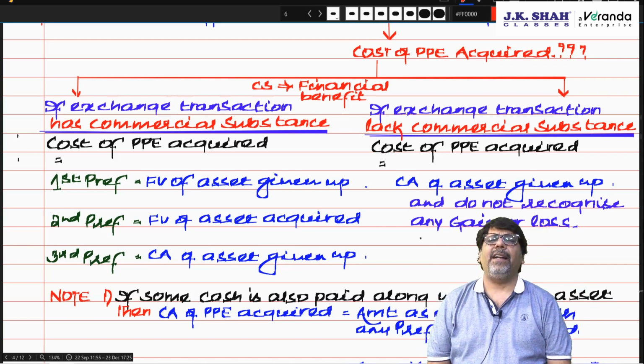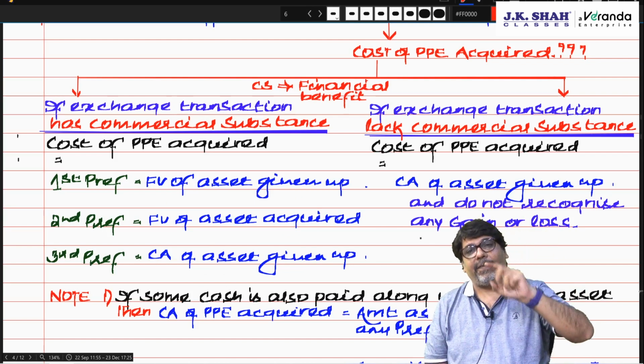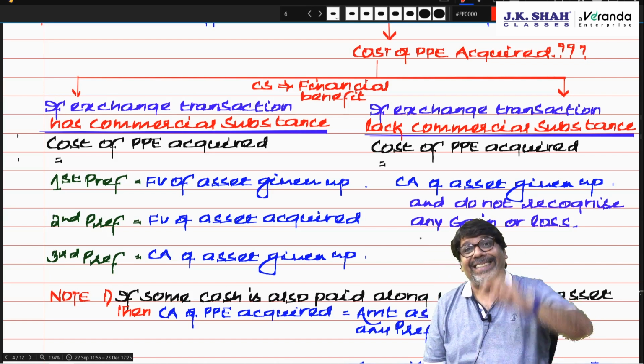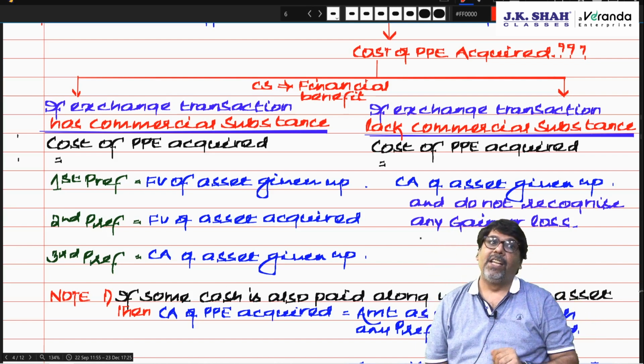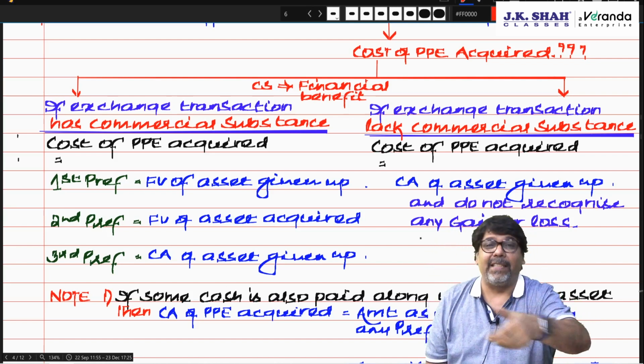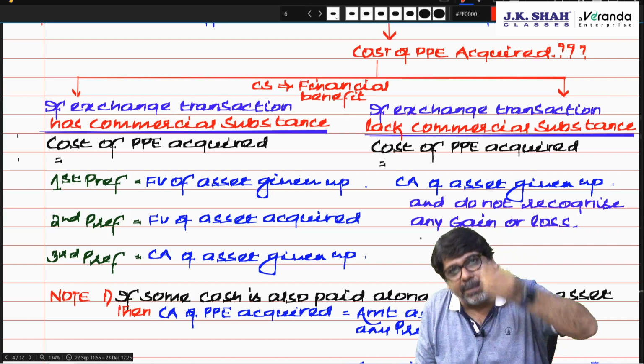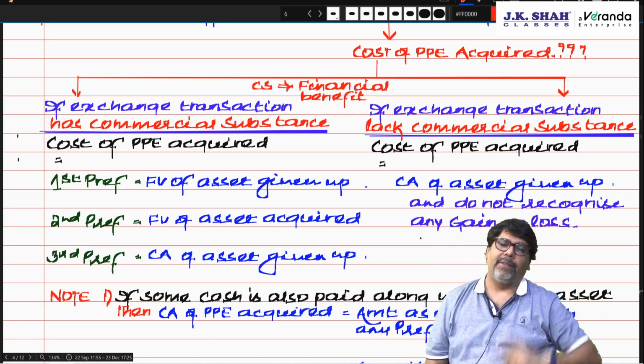Are you understanding? Yes. So first is fair value of asset given up. Second is fair value of asset acquired. Third is carrying amount of asset given. That means the price at which it is appearing in the books, that is only fair value.